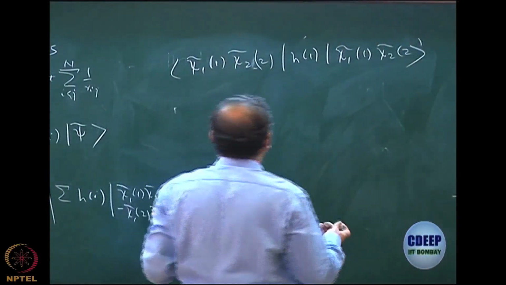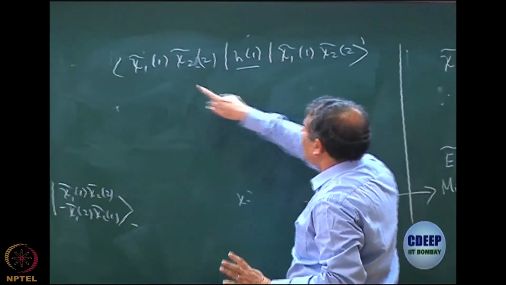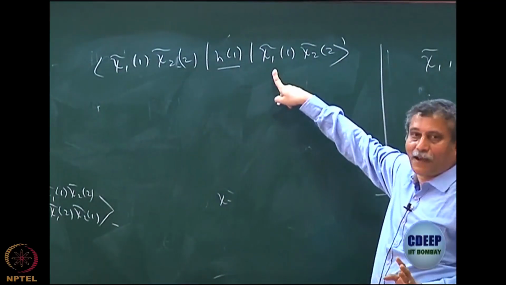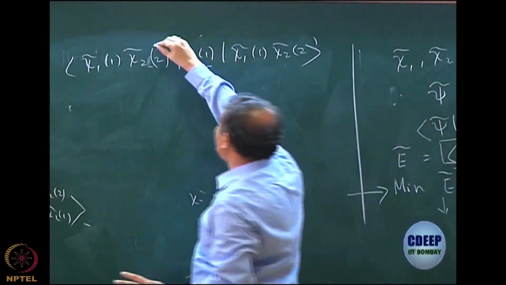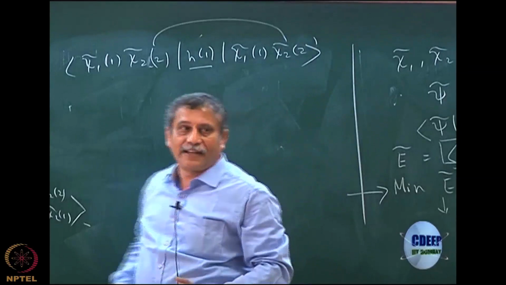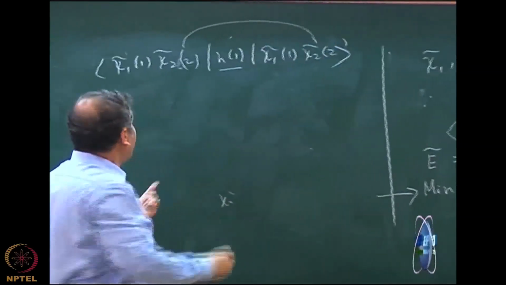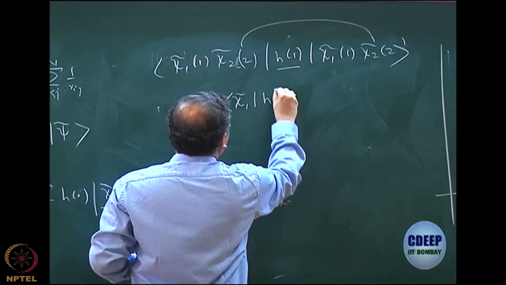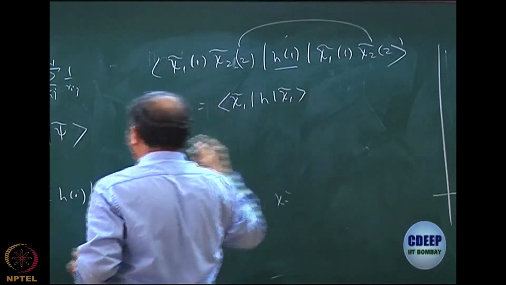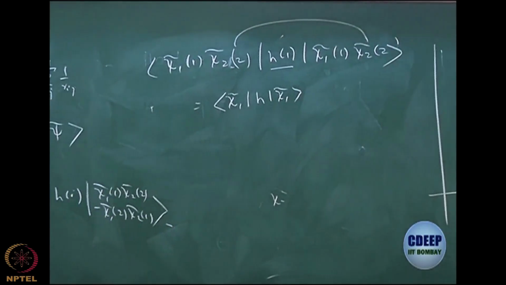Now you can see it's a trivial integration because H of 1 can only connect one pair of spin orbital, the rest can be directly integrated. So these two can be directly integrated, right? And that gives you 1. So what is the result of this? The result of this is just chi1 tilde H chi1 tilde. Is it clear? Just a simple 1 electron.